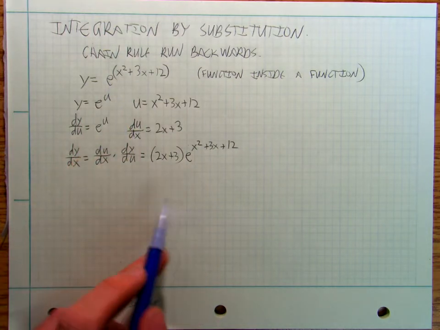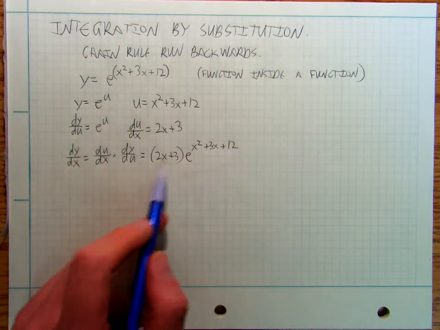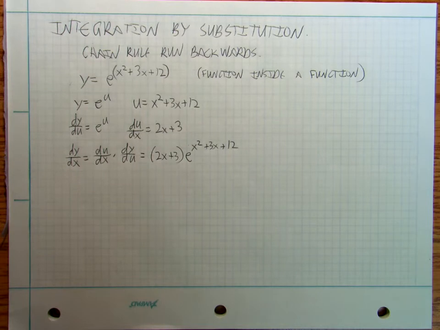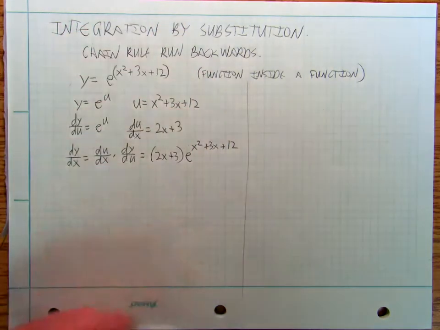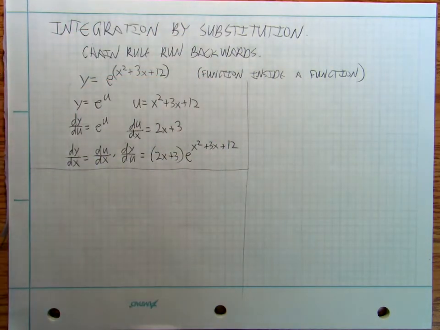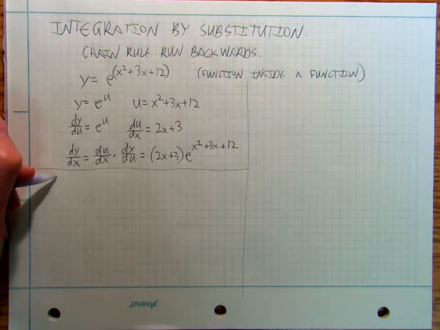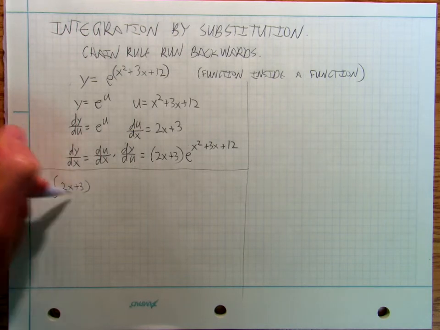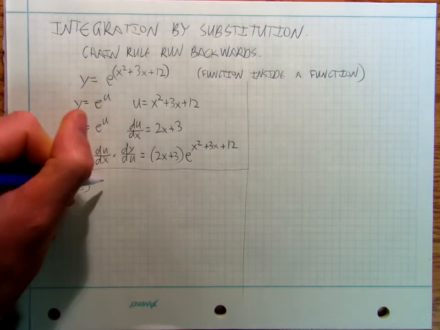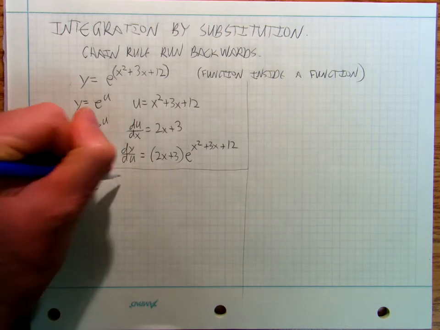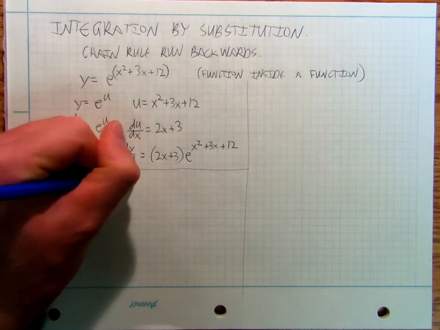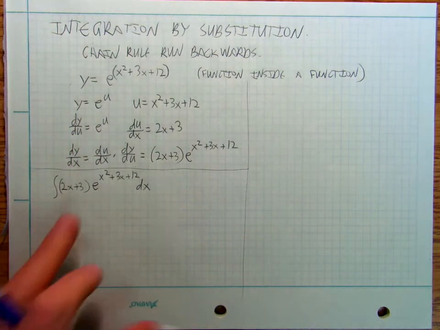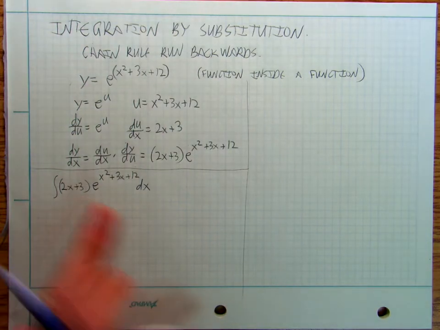Well, then it stands to reason that the antiderivative of this must be that. So we're just introducing, so it's just going to be an obvious example, but I just want to show you how it works. We're going to take the integral of 2x plus 3 times e to the x squared plus 3x plus 12 dx. Now we already know the answer to that. That's not a mystery, but we're going to show you how to get there.